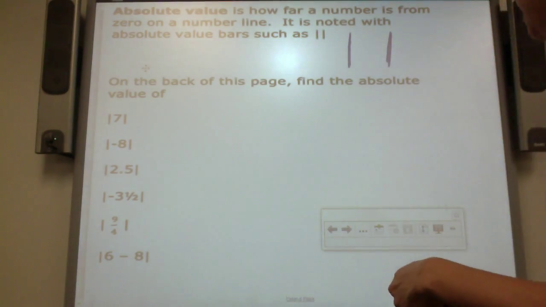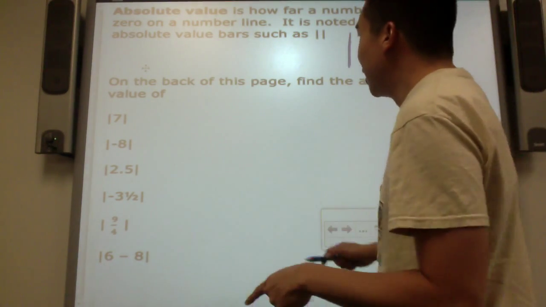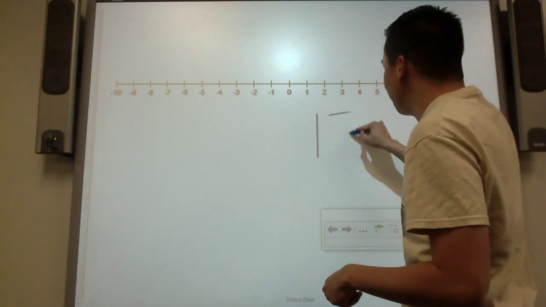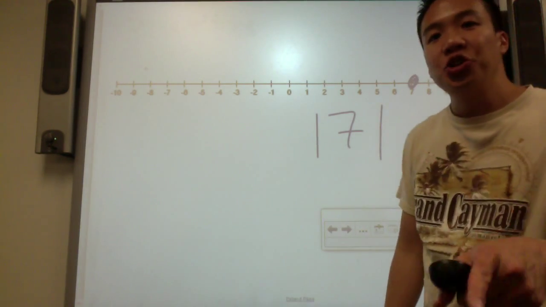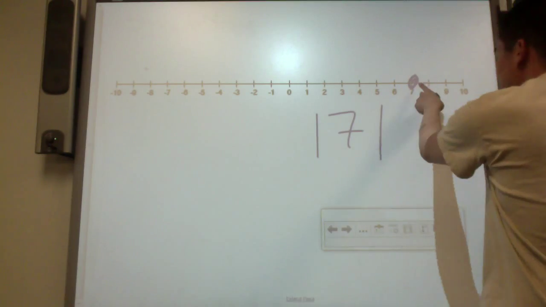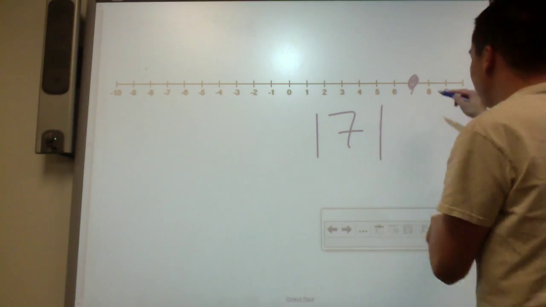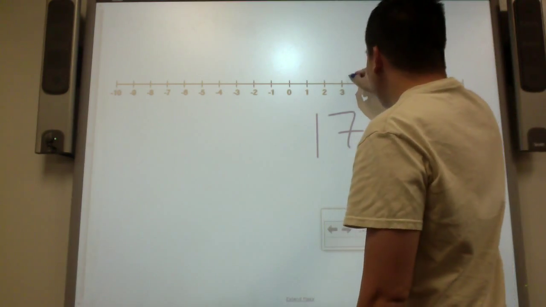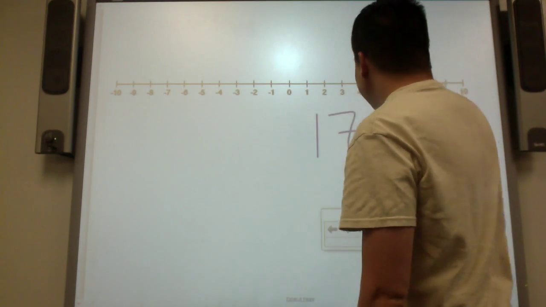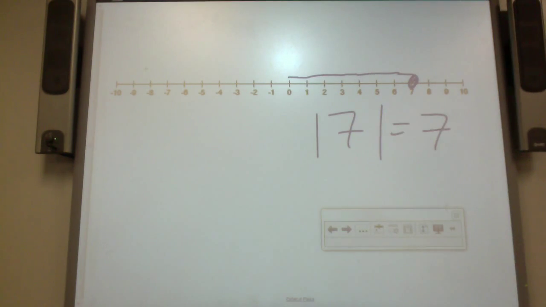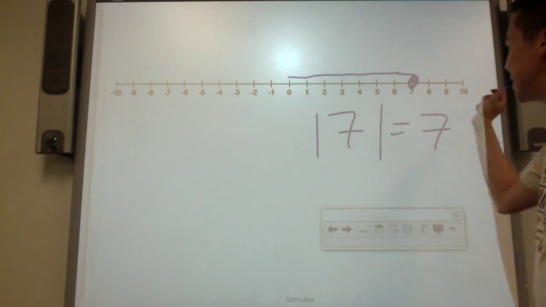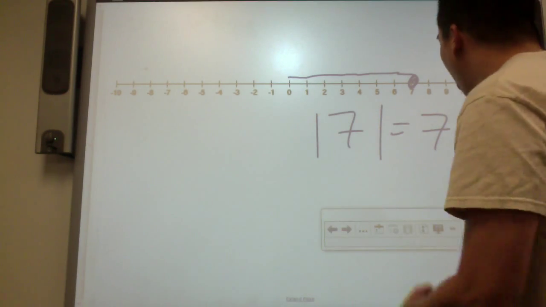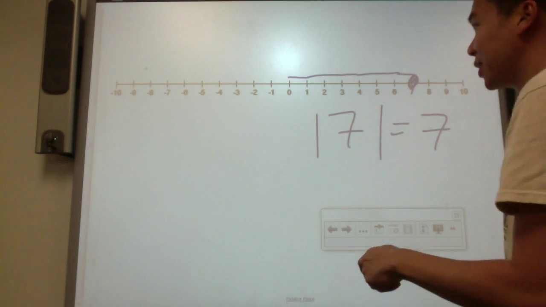So on the back of it, find the absolute value of, let's do the first one. So here is our number line, absolute value of 7. Here is 7. How many units away is 7 from 0? 1, 2, 3, 4, 5, 6, 7. The distance is 7. 7 units from 0, or positive 7. Next one.